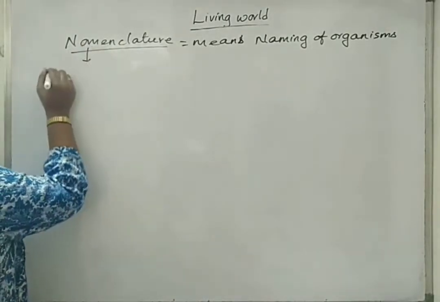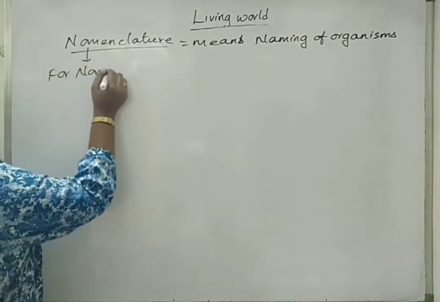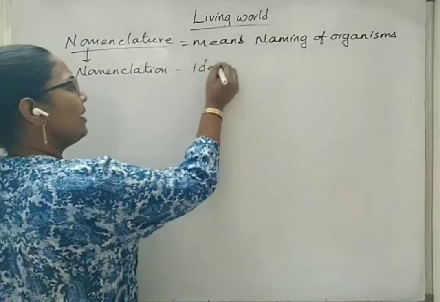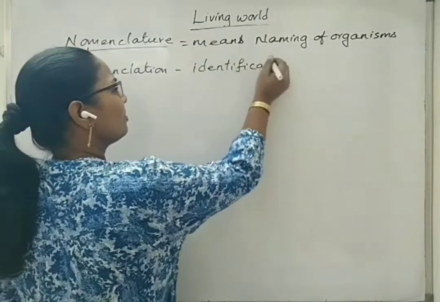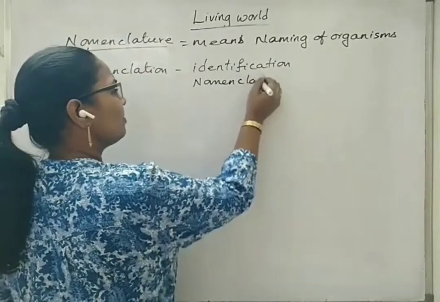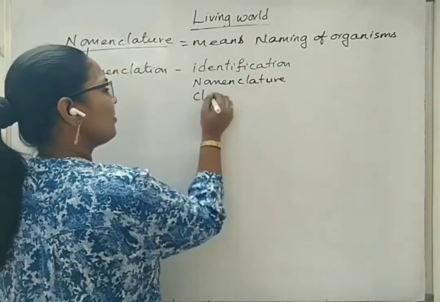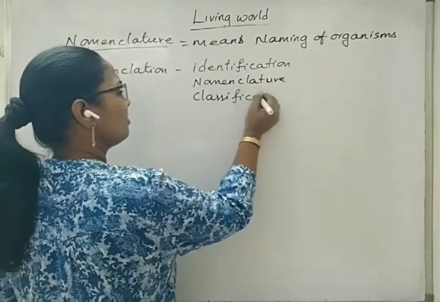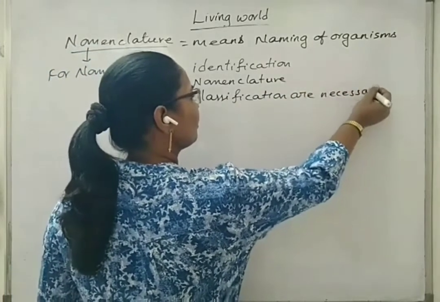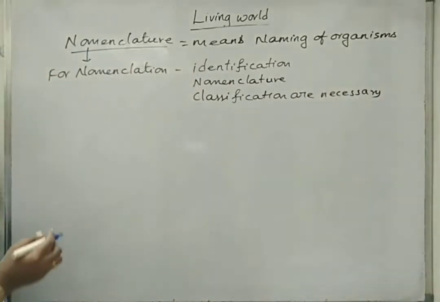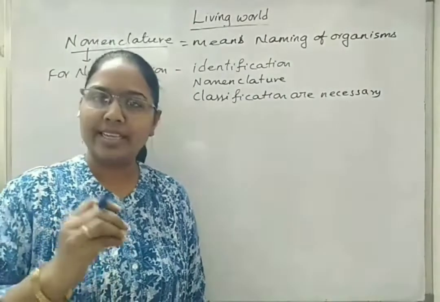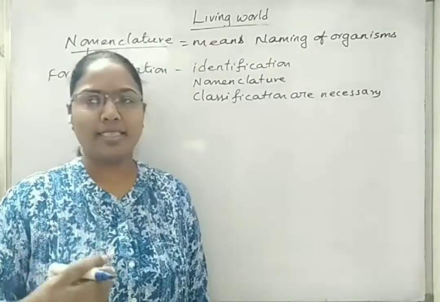So, for nomenclature, first, identification. Nomenclature means naming of the organism, and classification are necessary. So, initially, there are some organizations which are giving some rules to name the new organisms that are discovered.